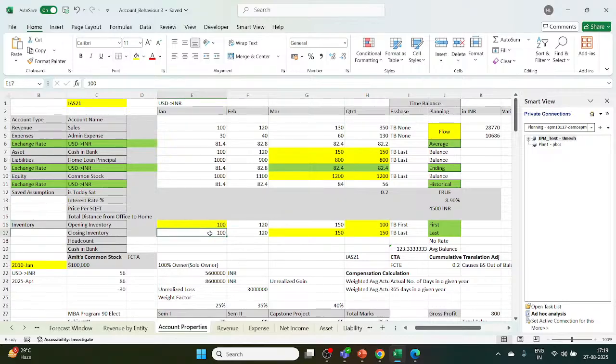Here in the closing inventory we can see the same thing. Closing inventory is the last inventory. So here the 100, 120 and 150. So the closing inventory, what would it be? In quarter one we have to check this. So we have to choose the last, or we can say the ending balance property. So we can see the 150 would be our closing inventory here.